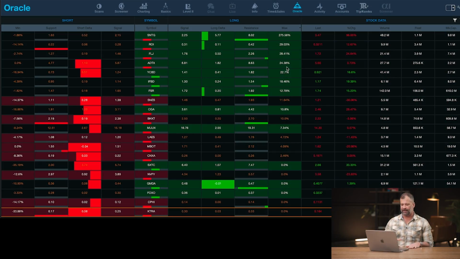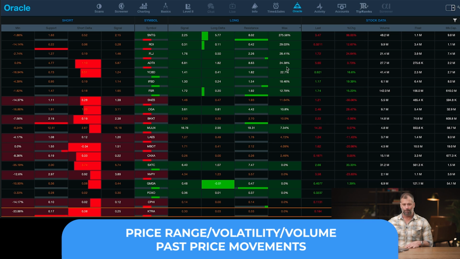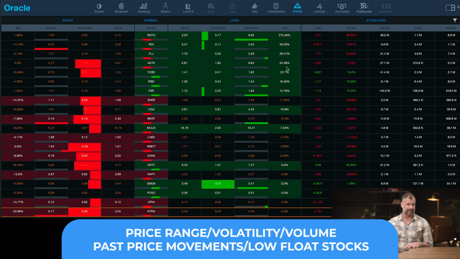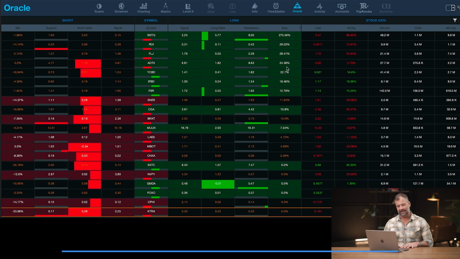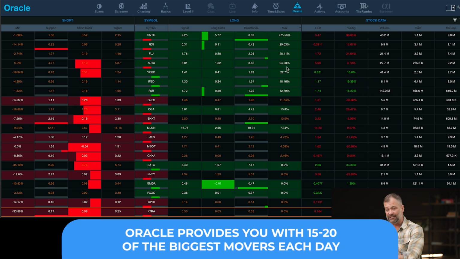So anyway, starting at 4 a.m. Eastern, stocks start trading. And you can see on my screen, I've got a watch list built right here. There are about 20 stocks, okay? And each day, about 15 to 20 stocks land on Oracle because of many criteria, but particularly based on price range, the amount of volatility in pre-market, volume, past price movements, and heavily weighted towards low float stocks. So it's geared this way to find the biggest movers each day.